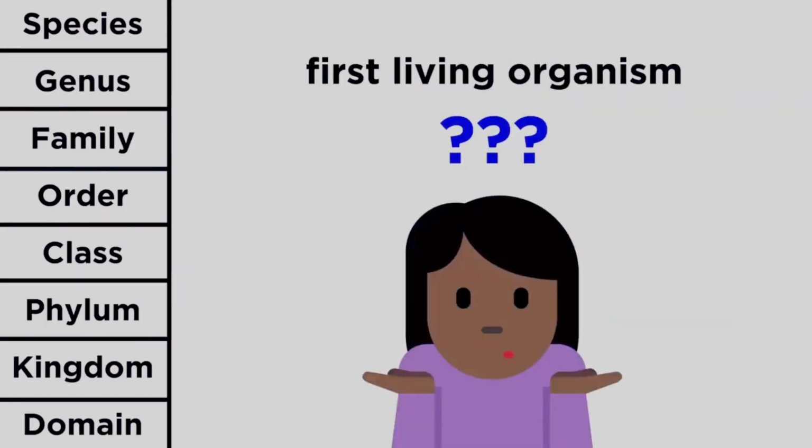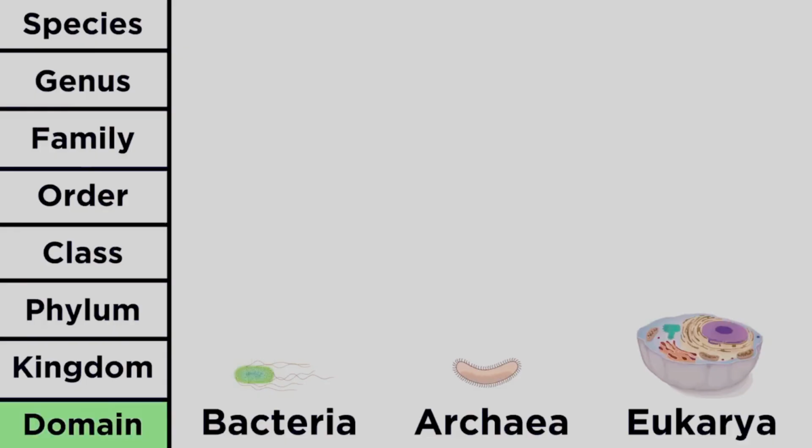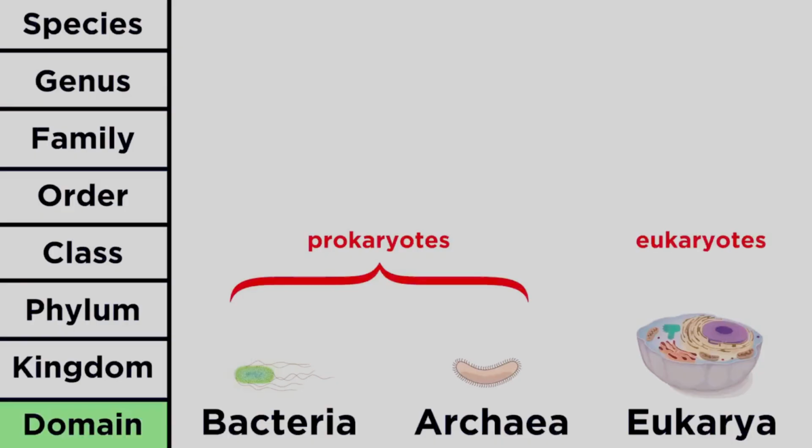Since we don't know precisely what that was, we start with what we know, and at the most basic level, we consider 3 domains of life. These are bacteria, archaea, and eukarya. Bacteria and archaea are the unicellular prokaryotes we talked about, and eukarya is all eukaryotes. This means unicellular protists as well as all multicellular life on Earth, including every plant and animal there is.